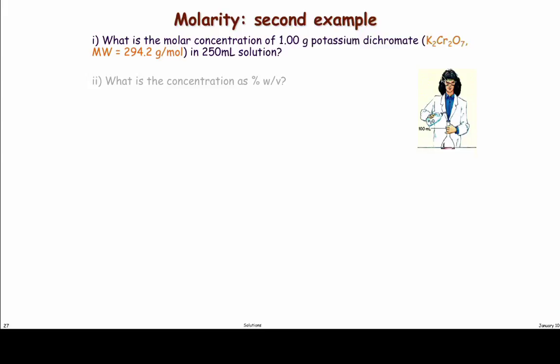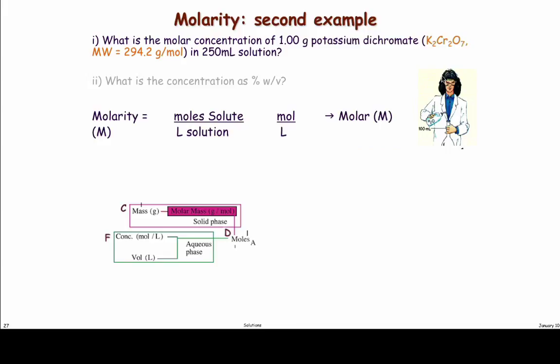What is the molar concentration of 1 gram of potassium dichromate? I give you the molar mass of potassium dichromate in, again, 0.250 liters of solution. What is the concentration weight volume? The concentration weight volume is 1 gram divided by, in this particular case, 250 milliliters, and you just multiply that by 100.